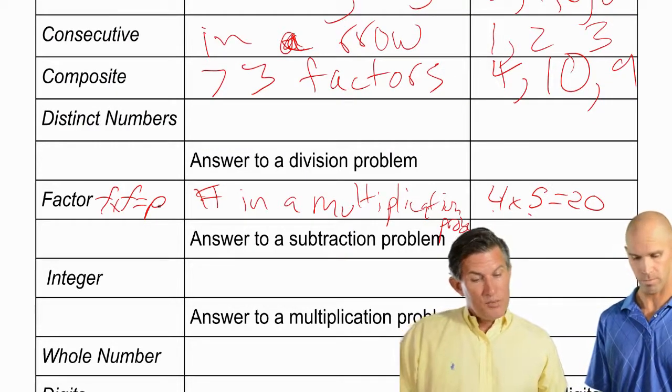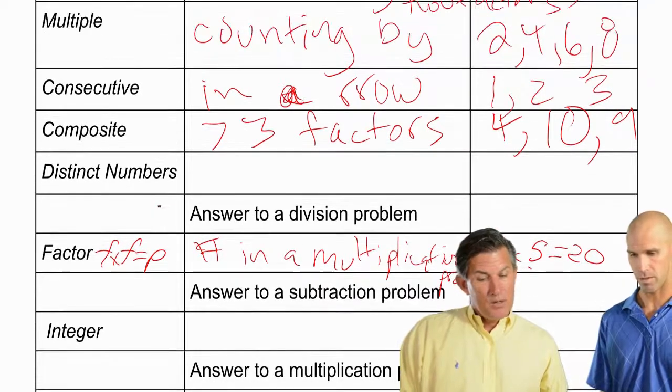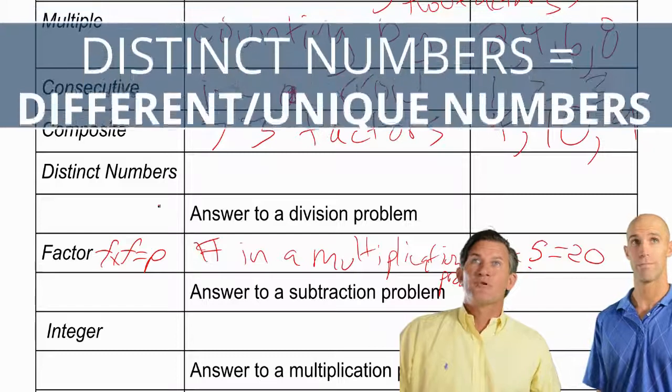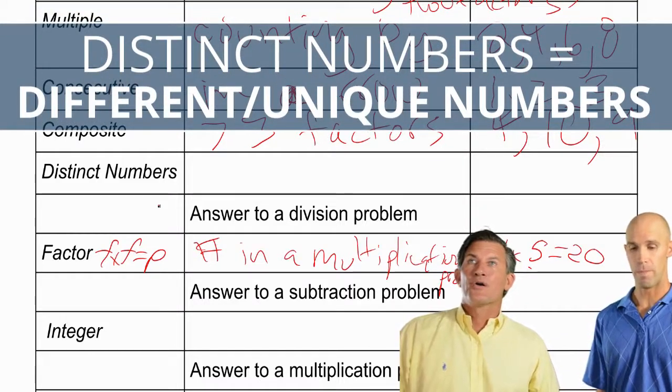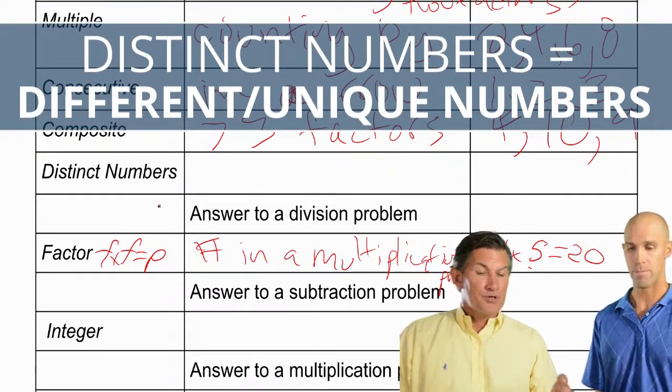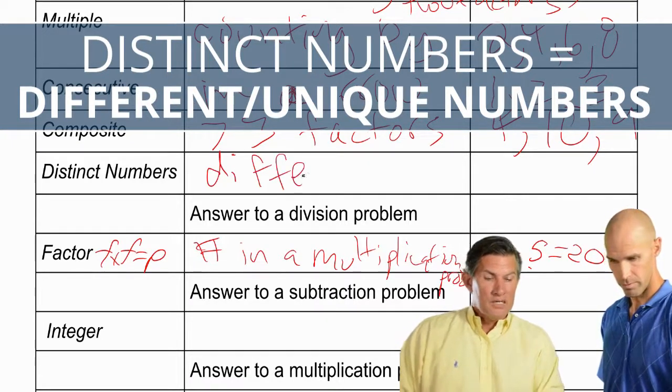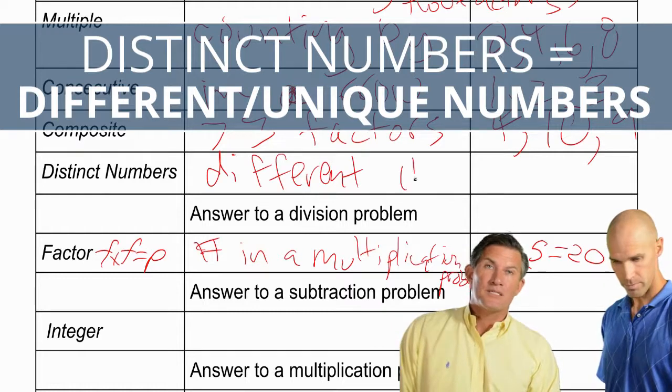Okay, let's go back up to distinct. Distinct numbers are different numbers. They're unique numbers. They're different. Okay, so is 9 prime or is it composite?